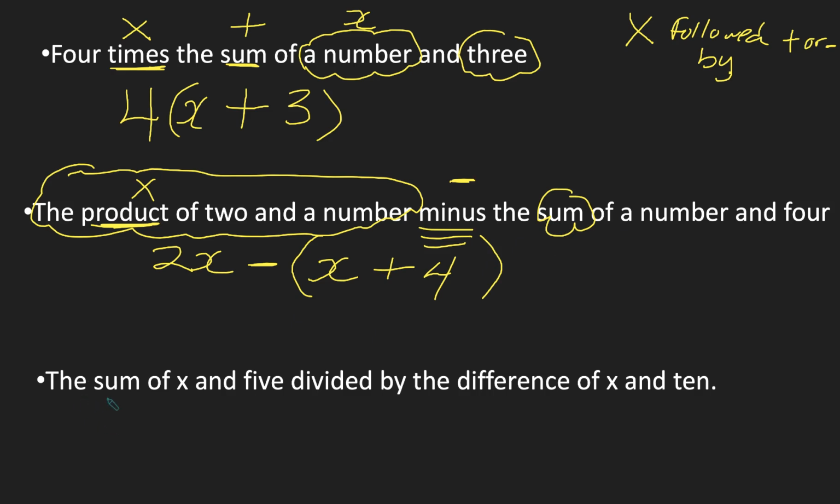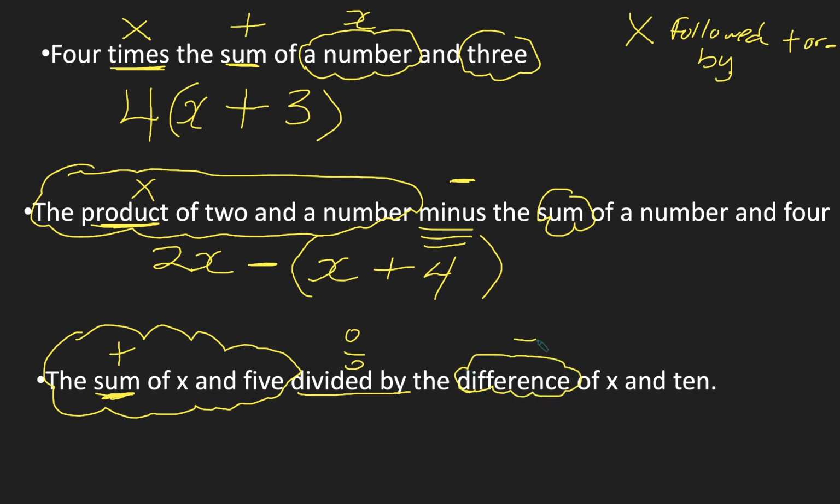Okay, let's look at another problem. Let's see what operations we have here. They said the sum, which means to add the sum. So they want the sum of x and 5. Then they said divided by. So we know we have division by the difference. So we know difference means to subtract. And what are we subtracting here? x and 10. So let's get started.